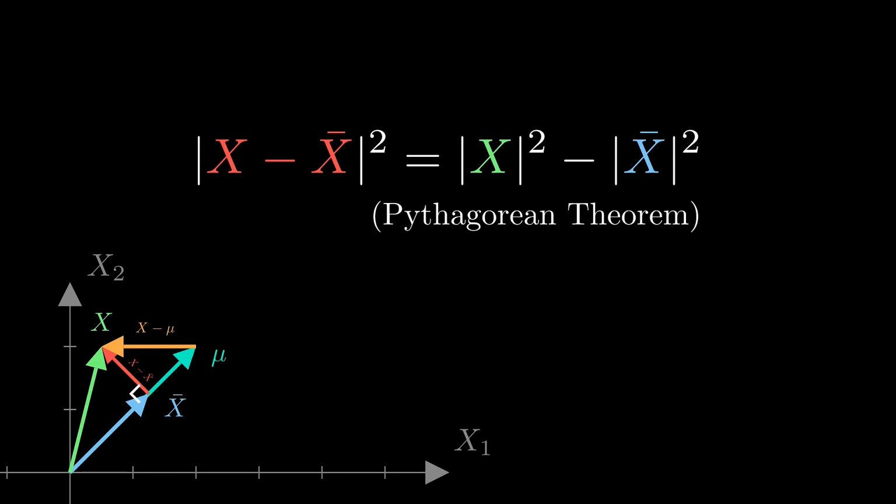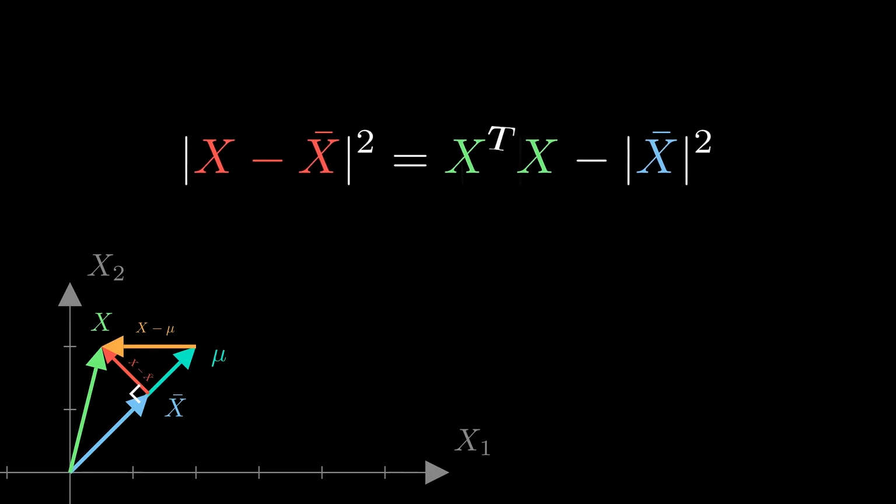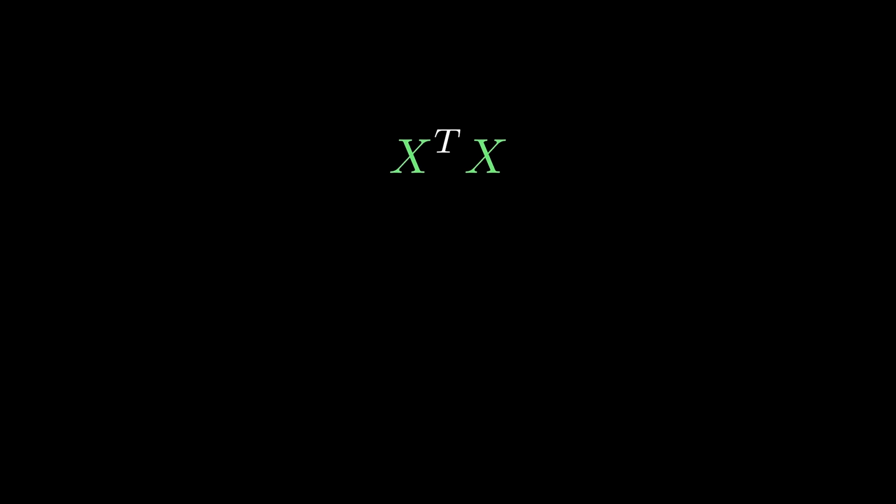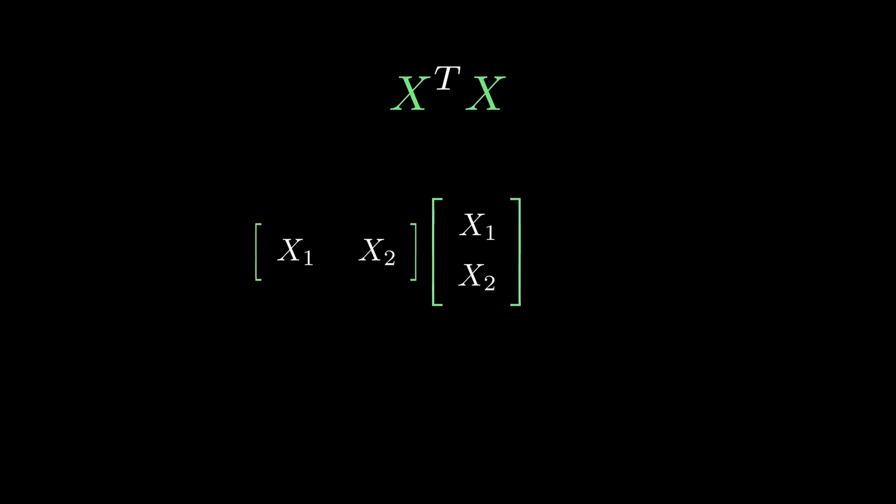Let's focus on that first term on the right. We saw earlier how to represent this as a quadratic form. It's just x transpose x. That gives us the sum of squares of each of our data points, which in our two-dimensional example looks like this.